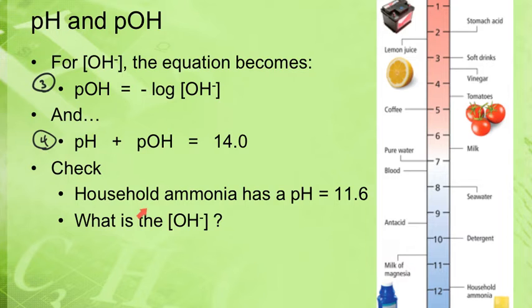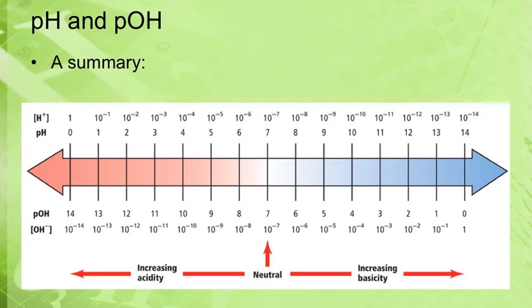We'll go ahead and skip ahead, but household ammonia is a cleaner. It's got a pH of 11.6, so it is basic. You can kind of see some examples over here of where things are on the pH scale. So this would be very acidic, neutral, and very basic. Here's just a nice scale laying it all out.